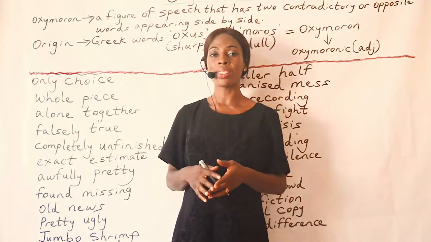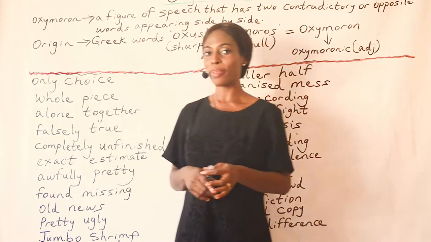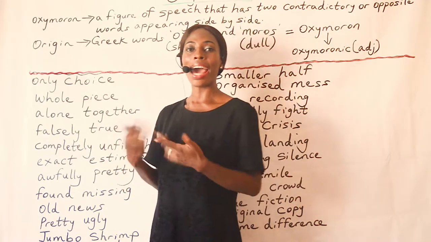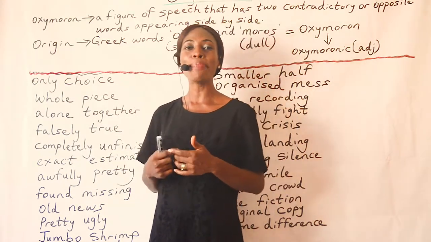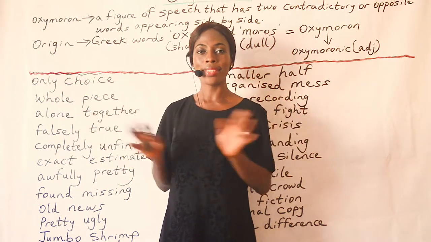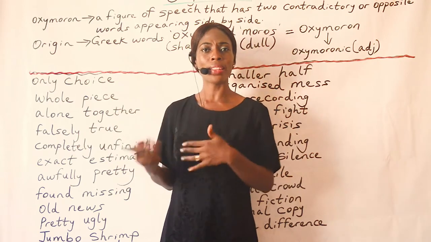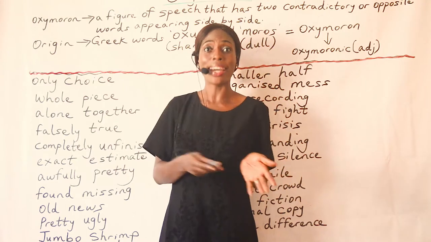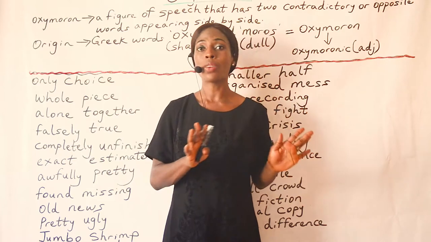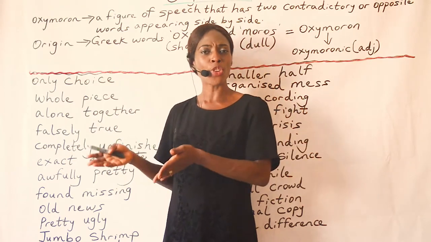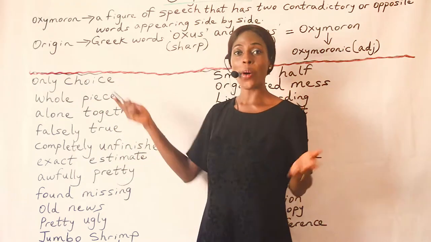So we've gone through the 24 oxymorons we have today. Now let's look at them deeply, and I'll explain, and we'll see how they are oxymorons and how they contradict themselves. Okay, only choice. Only means one. That's all you have. No other. Just that. And choice means you have more than one. So is it possible to have one and more than one at the same time? No. You either have one only, or you have choice, or you have options you can choose from. So it's contradictory. Only choice.